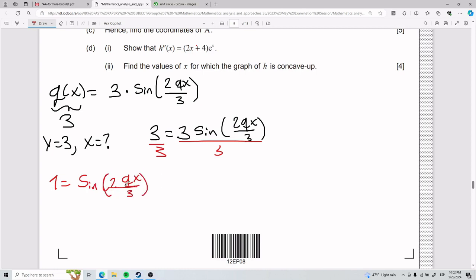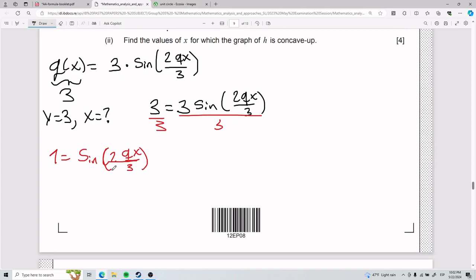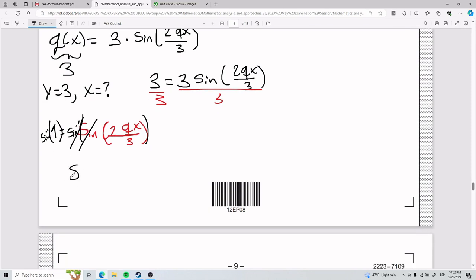Now, the most annoying thing from this step right now is that you have a sine going around. So guys, how do you get rid of sine? What is the opposite of sine? The opposite of sine is sine inverse. So if you do sine inverse to both sides, this goes away with this, and so sine inverse of 1 is going to equal 2qx divided by 3.